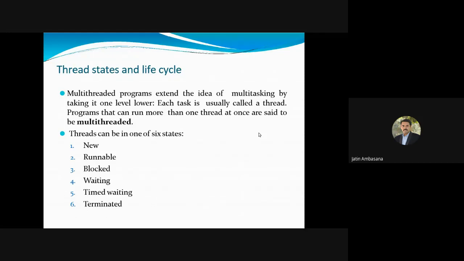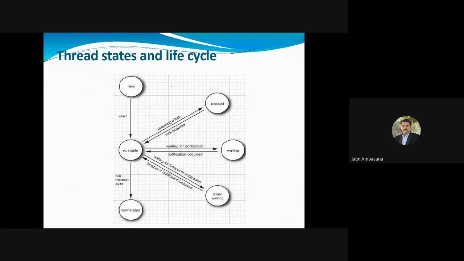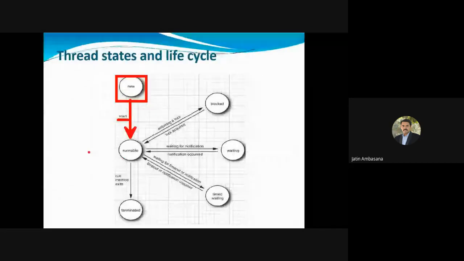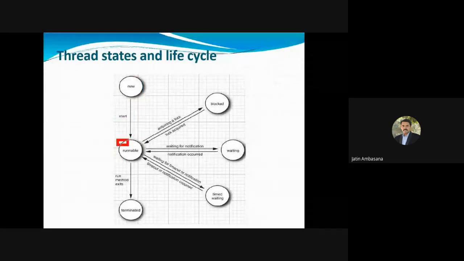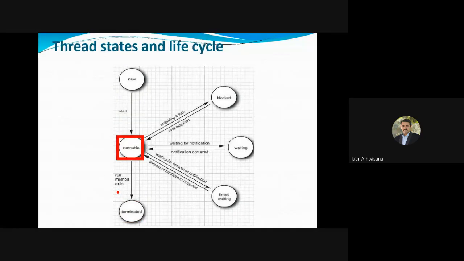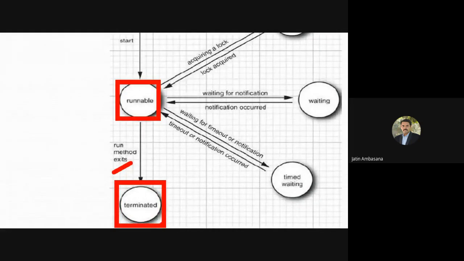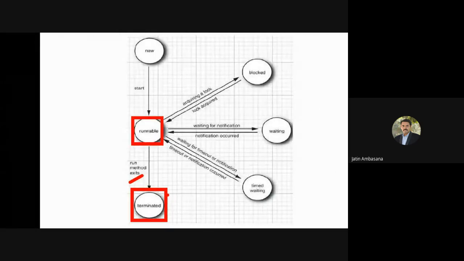Okay. So check this out. Here is the actual diagram. From new, it can go to runnable. When does it go to runnable? When we call the start method of the thread. From runnable, it can go to terminated. When the run method exits, at that time it gets terminated. It's not like terminating is interrupting. When it ends, it gets terminated. As simple as that.